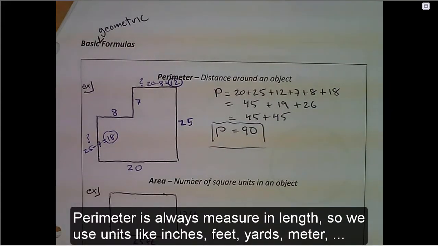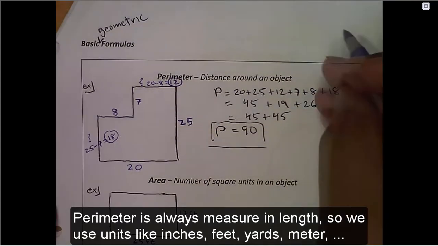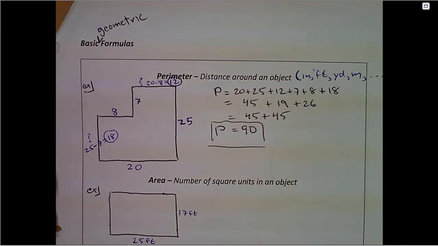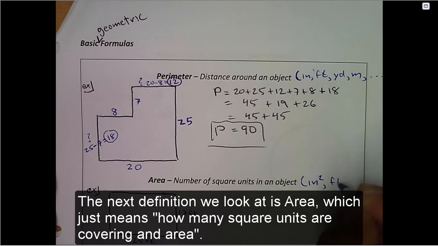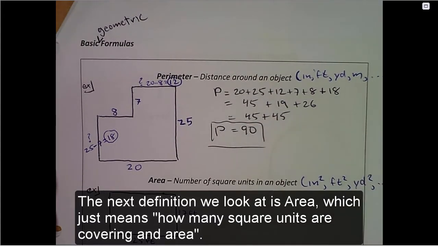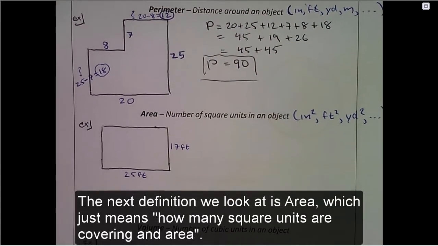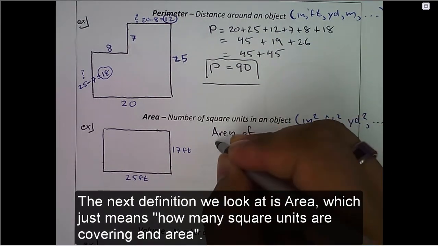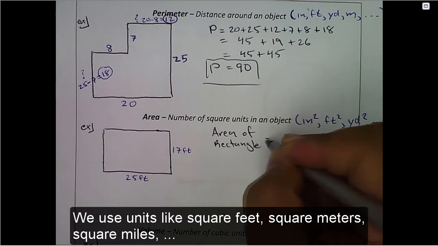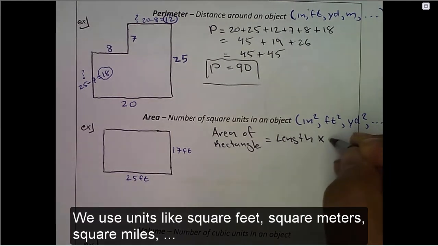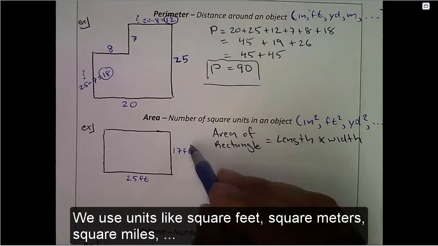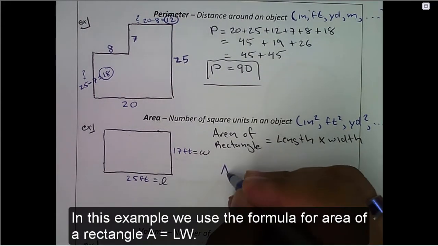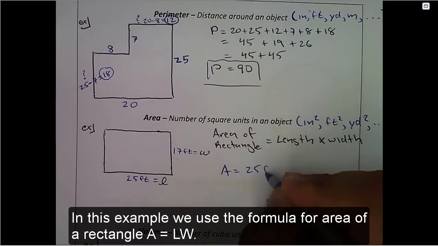Perimeter is always measured in length. So we use units like inches, feet, yards, meters, etc. The next definition we look at is area, which just means how many square units are covering an area. We use units like square feet, square meters, square miles, and so on. In this example, we use the formula for area of a rectangle, which is area equals length times width.